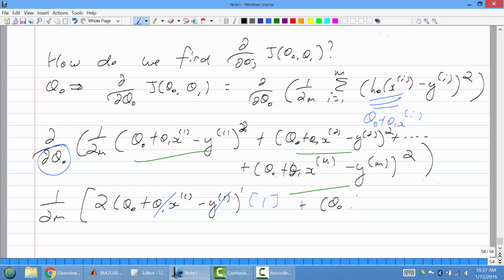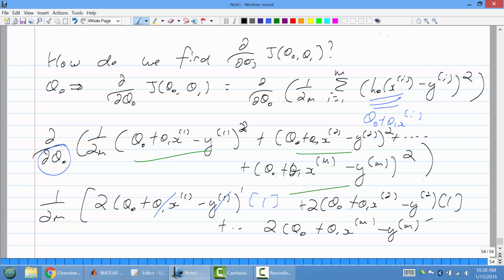Okay, let's do the next one. Same thing. There is a 2 here, and then this is 1, and then you just keep going. Does that make sense? You have each of these terms, you want to differentiate them. You bring the 2 down, you multiply by what's in here, and then you multiply with the derivative of what's on the inside. So theta 0 is what is left, and that's equal to 1. All right, so then you keep going, and this is 1.